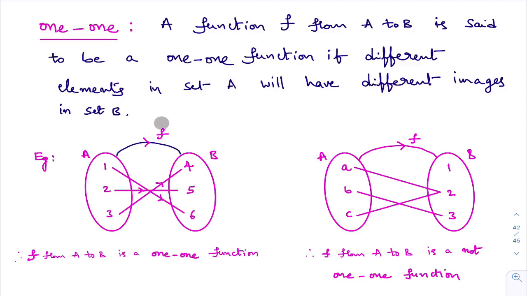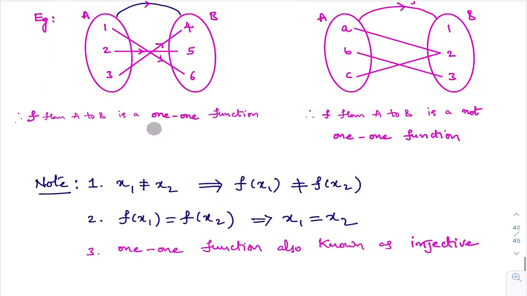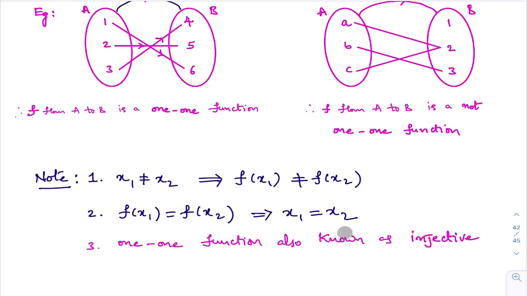And one more important point, to prove the function is one-one function, most of the time we will go with the second point, the second note. We can do it by the first note also. This clearly tells the definition of one-one function. Different elements, because they are not equal, have different images. And try to understand, this also gives the meaning of one-one function only. Here I need to tell you one point.